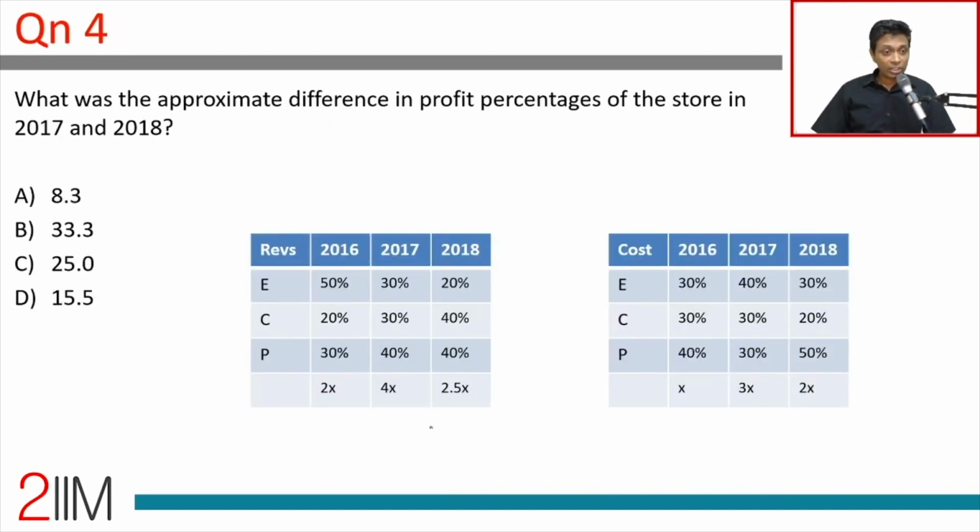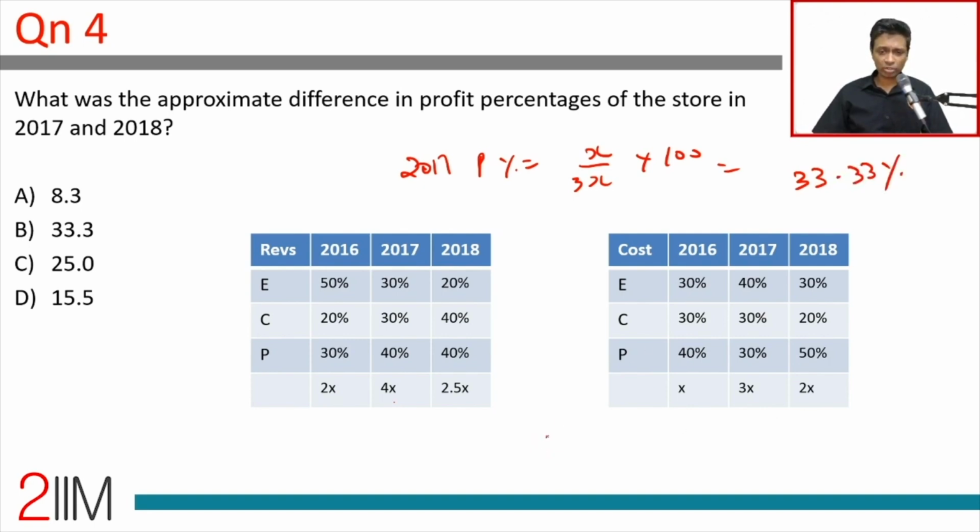What is the approximate difference in profit percentages of the store in 2017 and 18? 2017 profit is X, cost is 3X. 2017 profit percentage is X by 3X into 100, 1/3, 33.33%.